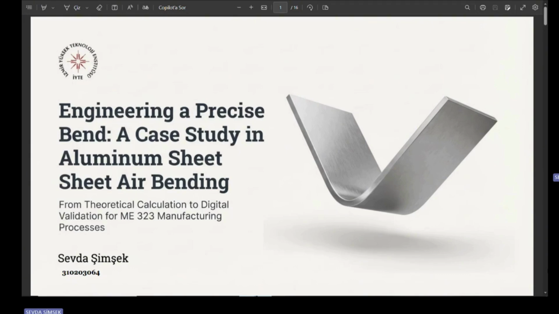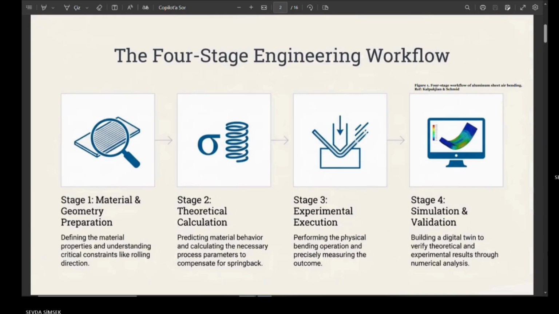This method is most commonly used when production speed and flexibility are more important than high precision. This study is prepared to explain the engineering fundamentals of the sheet metal bending process. Particular emphasis is placed on material behavior, the springback effect, and the process of theoretical, experimental, and numerical validation.